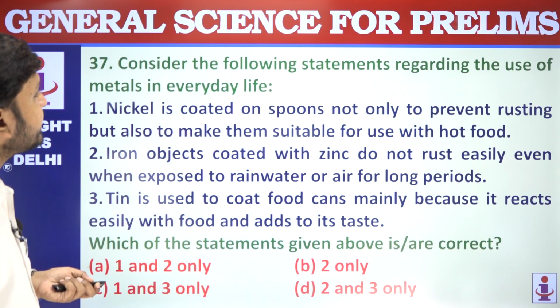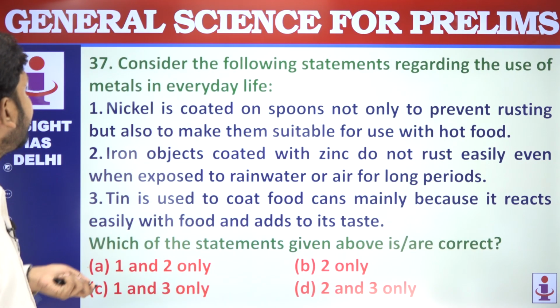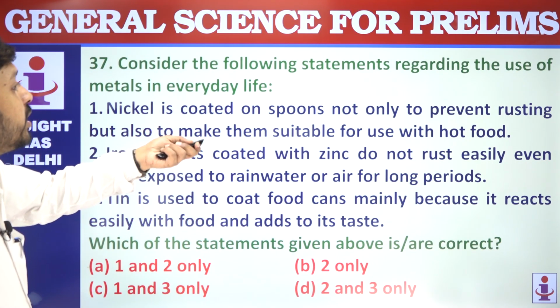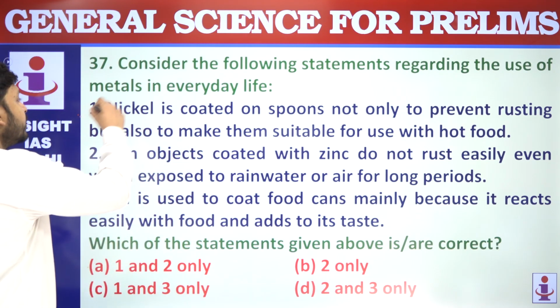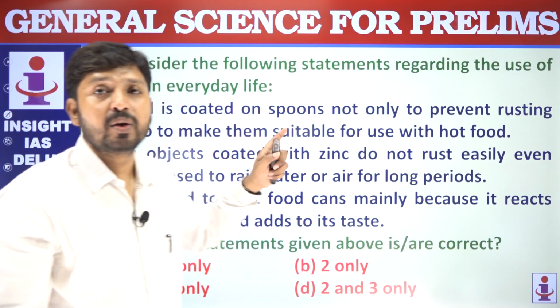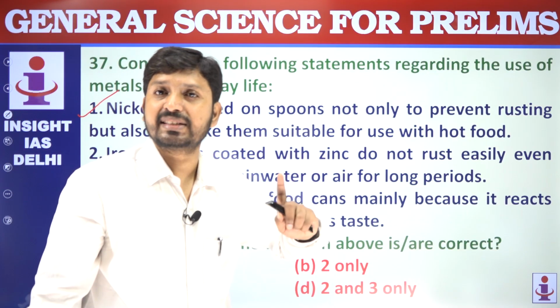Next one, consider the following statements regarding the use of metals in everyday life. Okay, they are asking about some metals. Nickel is coated on spoons not only to prevent rusting but also to make them suitable for use with hot food. This is right. Because of the coating, it will even look smooth and shiny, durability will increase, all these things, and rusting will not be there.